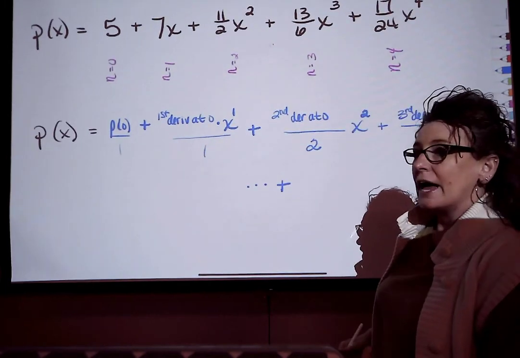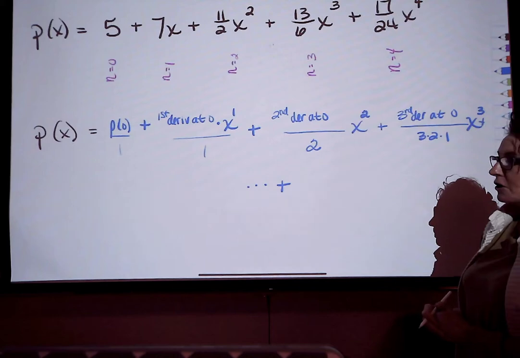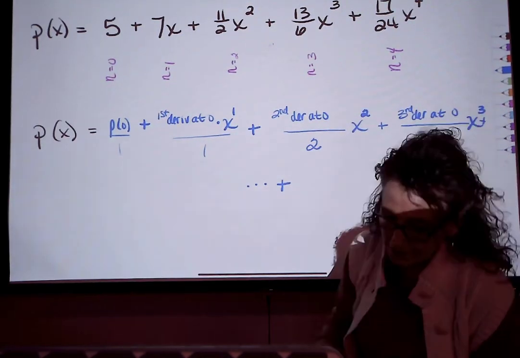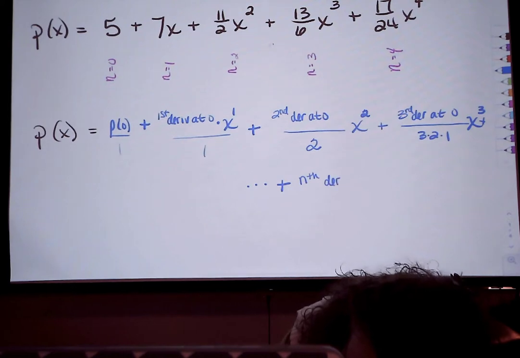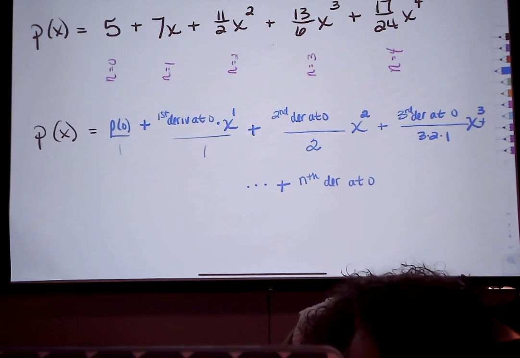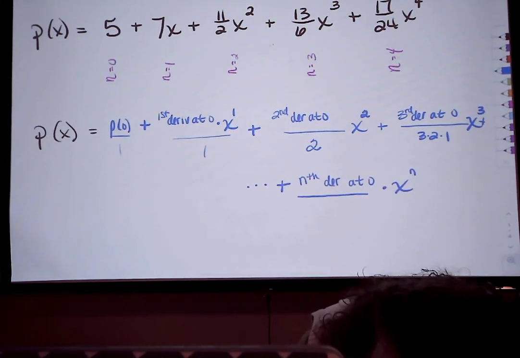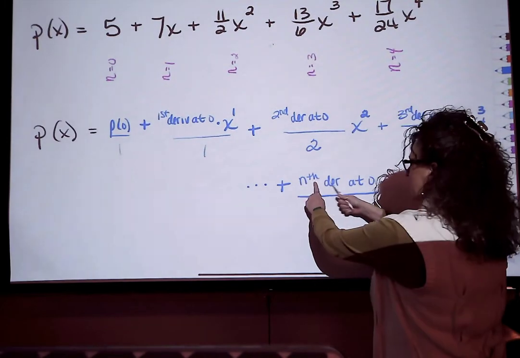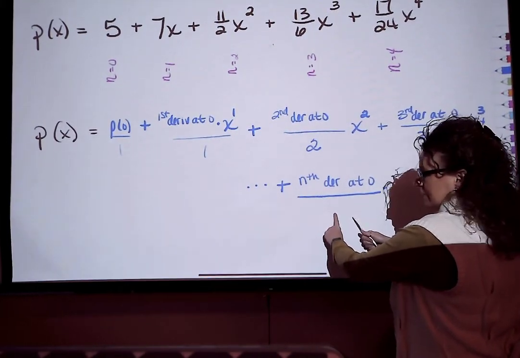So what would our nth term be if we kept it going? Our nth term would be our nth derivative at 0, times x to the n, and whatever this nth derivative is, my denominator would be n factorial.